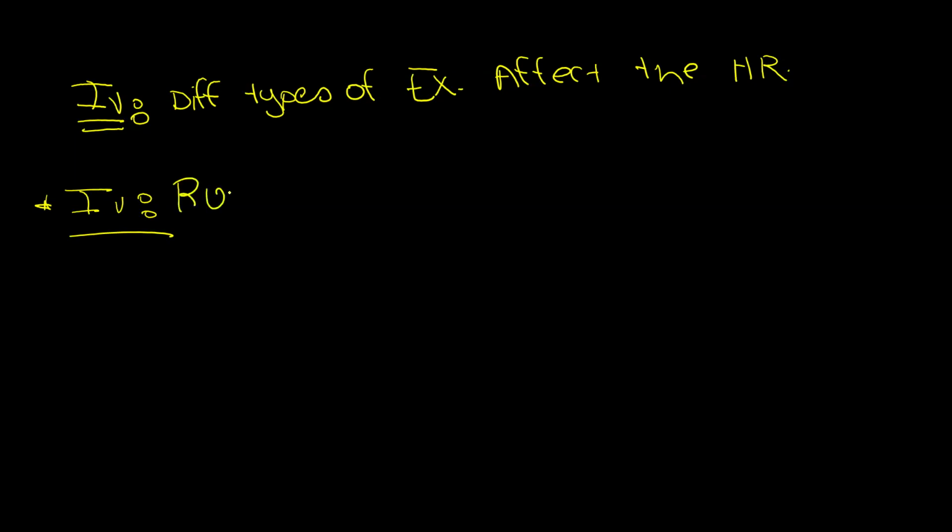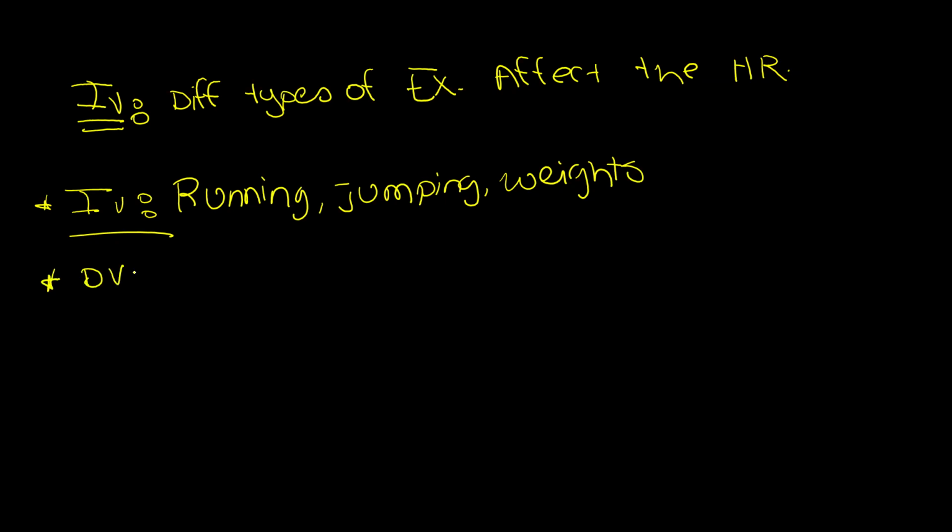We will give examples. For example, running, jumping, carrying weights, whatever. This is the independent variable, the different exercises. Now, what is my dependent variable? What are my results? What will I measure at the end of the exercise? Heart rate. Very good. The heart rate, excellent, in beats per minute.